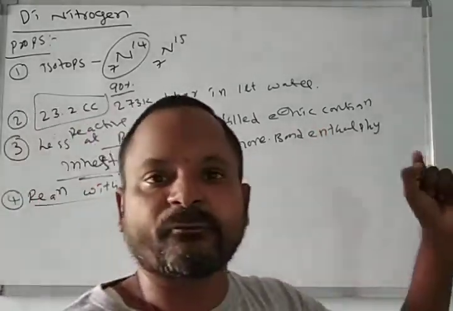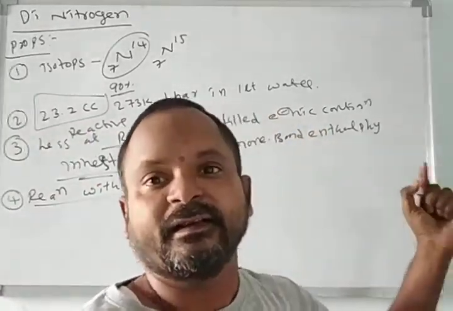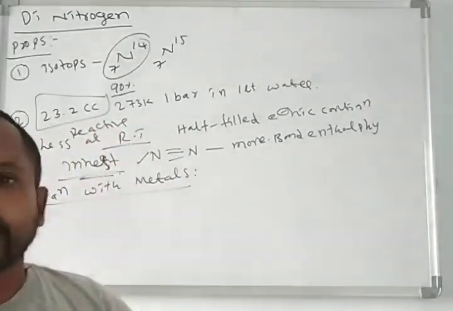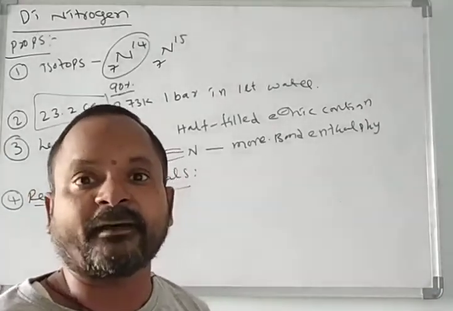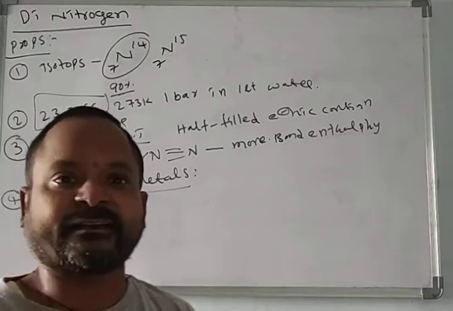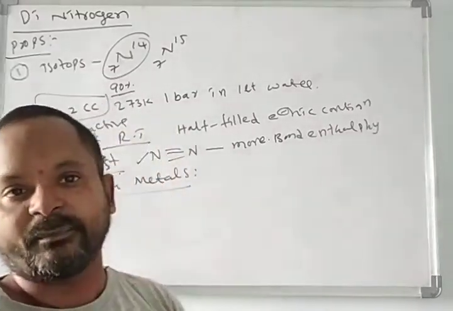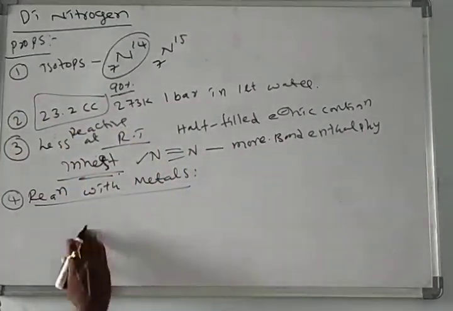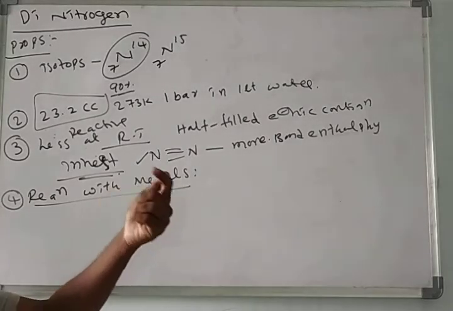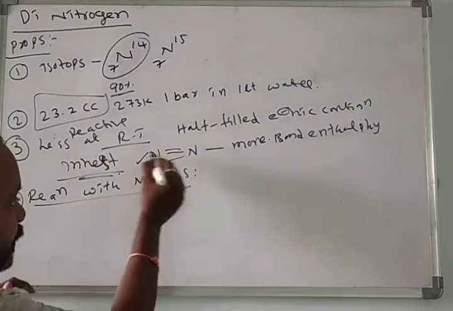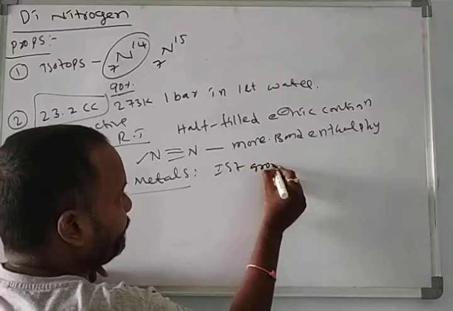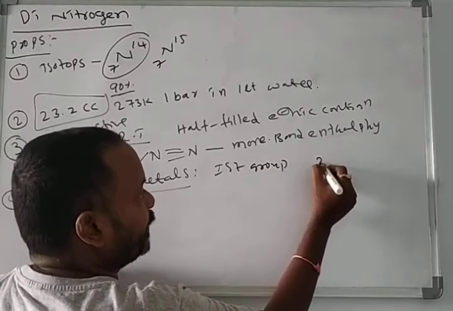First element is fluorine, second element is oxygen, then third element is nitrogen. Fourth element is chlorine, fifth element is sulfur, and sixth element is phosphorus. These are the first 6 most electronegative elements. A more electronegative element easily reacts with electropositive elements, which means metals. It easily reacts with first group elements and second group elements.